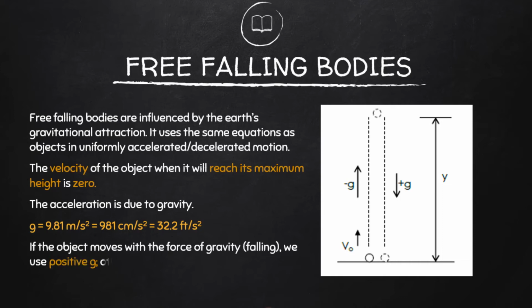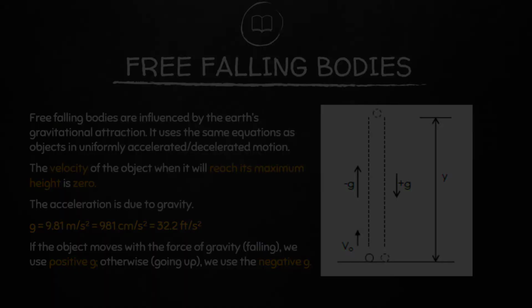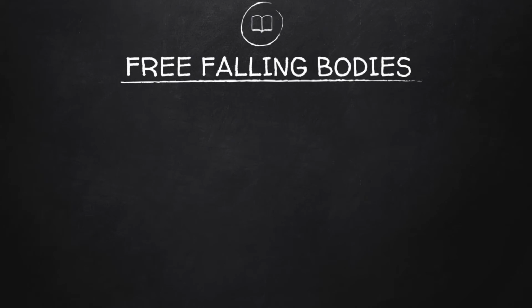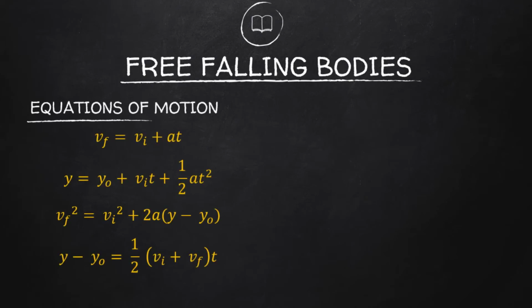If the object moves with the force of gravity, or it is falling, we use positive g because that is accelerating. Otherwise, if it is going up, we use the negative value of the acceleration due to gravity, which is negative g. For free-falling bodies, we will use the following kinematic equations of motion.